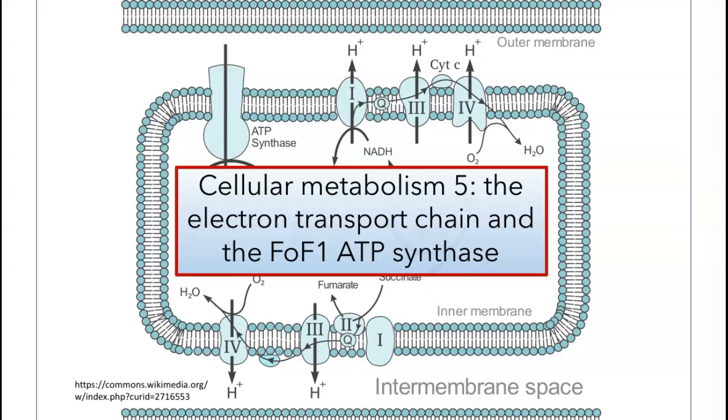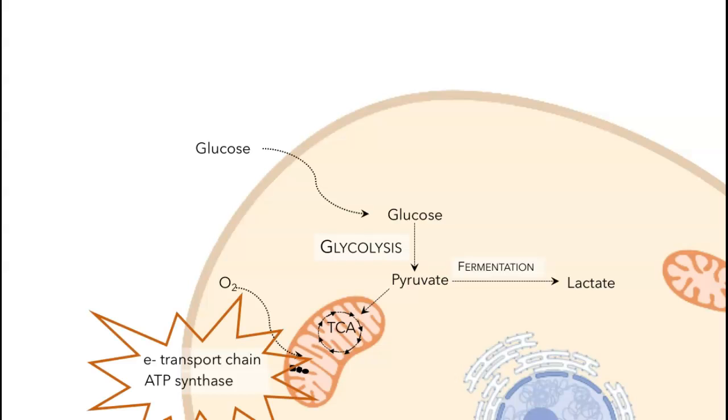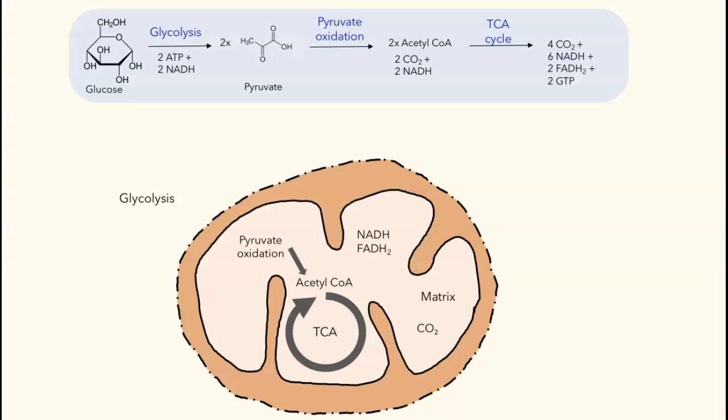In this video, I want to talk about the electron transport chain and the FO-F1 ATP synthase. We've been working our way through cellular metabolism. We've seen how cells can take up glucose, break it down to pyruvate using glycolysis, import it into mitochondria, run the TCA cycle, and now it's time to look at the electron transport chain and the ATP synthase.